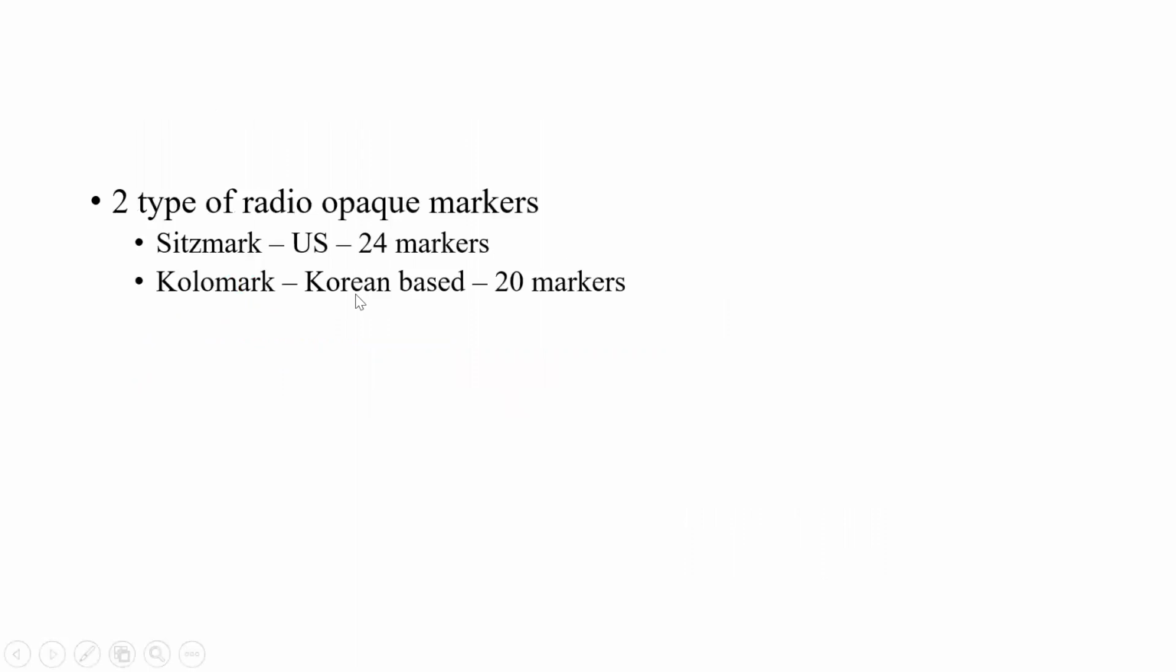There are two types of radiopaque markers. One is the Scintigraphy marker, which has 24 markers. The other one is Colonic, which is a Korean-based system which has 20 markers. However, most studies use Scintigraphy.